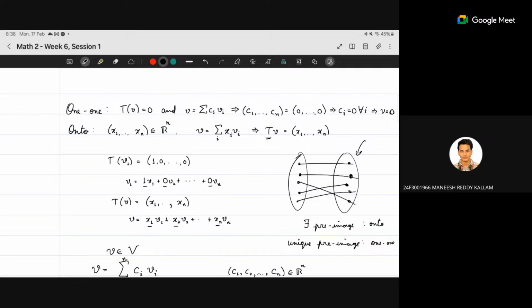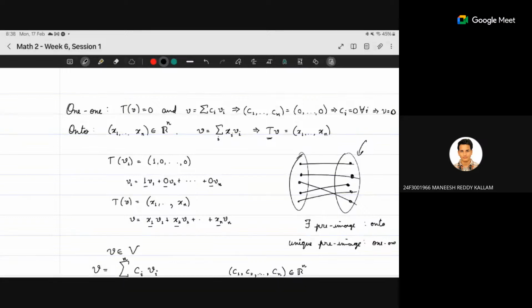And to show that it is onto, we pick a random element from the codomain space, which is Rn, and then produce an element in the vector space. The arbitrary element that you took is x1, x2, xn, suppose. Then you use these xi's as coefficients for the basis vectors and construct this vector, summation xi vi, and this will actually be mapped to x1, x2, xn. So every x1, x2, xn is the image of some vector in V, which means it is onto.